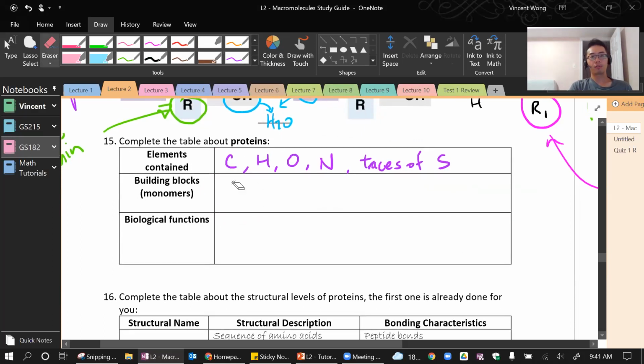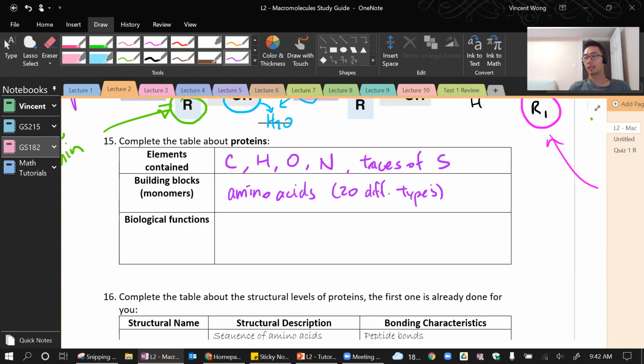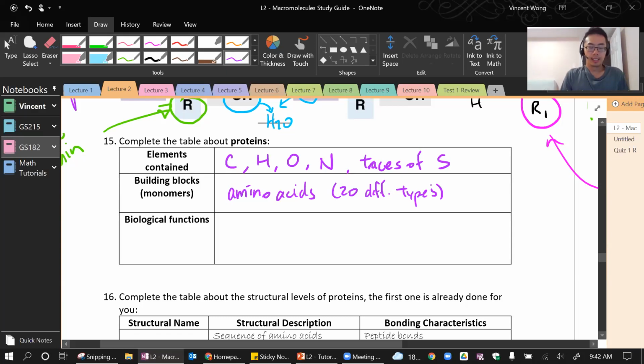What's the building block for proteins? Amino acid. And like I said, there are 20 different types. Most of it your body can make. There are 8 of them that you cannot make, and you must obtain them through your diet. I mentioned that in the lecture recording.